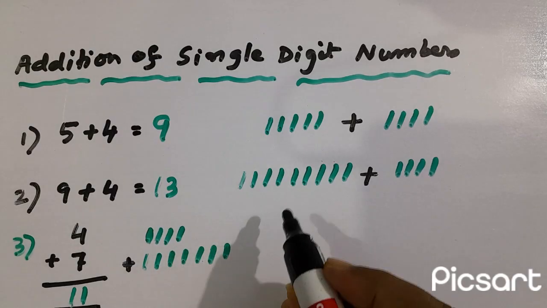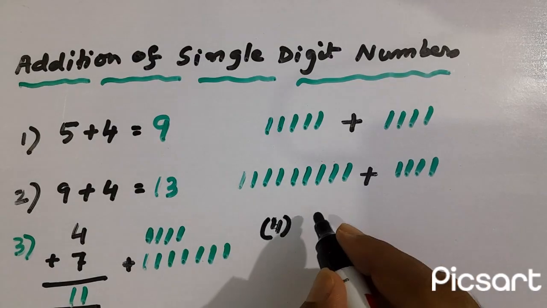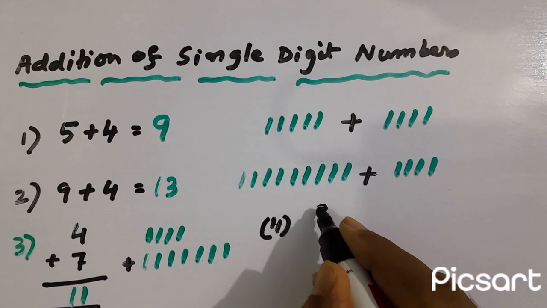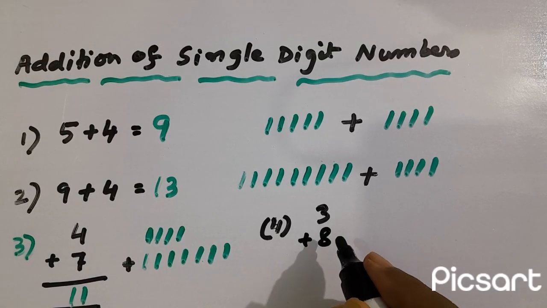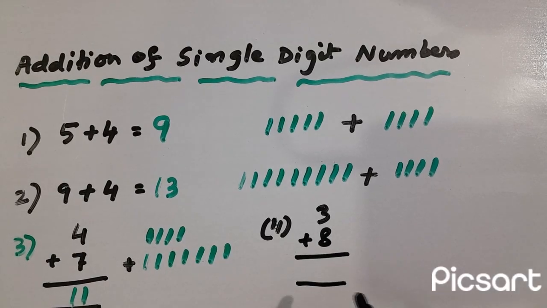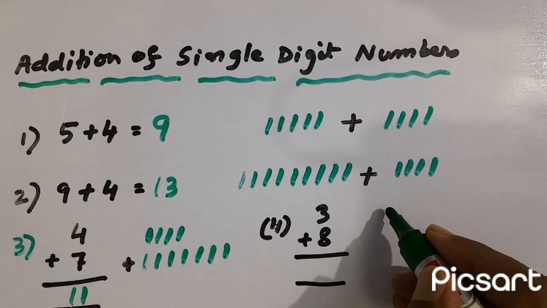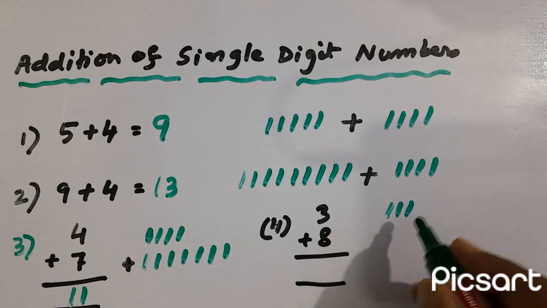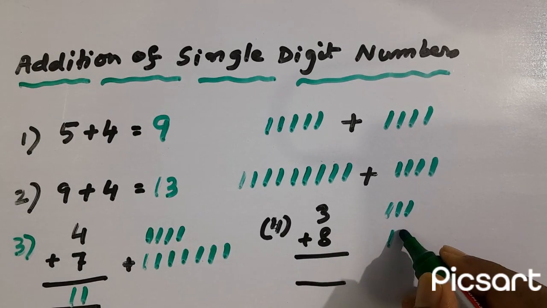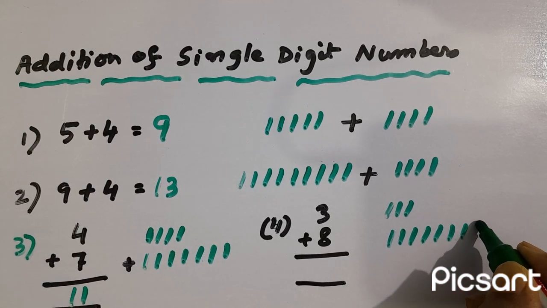Let us do one more example. Suppose 3 plus 8. We have to add together. So first number is 3. We'll draw 3 lines. Second number is 8. We'll draw 8 lines. 1, 2, 3, 4, 5, 6, 7, 8.